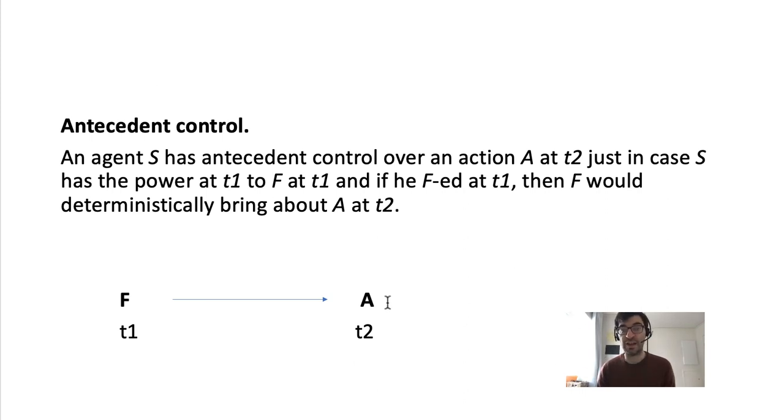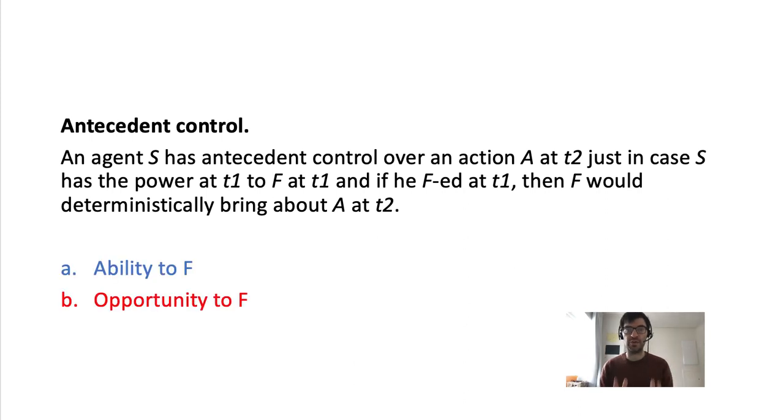For you to have antecedent control over A, there needs to be a different action at an earlier time that you could perform, and if you were to perform that action, it would deterministically cause A. But then first Franklin notes that this definition is ambiguous between whether you merely need the ability to perform that earlier action that would deterministically cause A, or whether you need ability and opportunity. And that traces back to a distinction Franklin has drawn in an earlier chapter, as you remember.